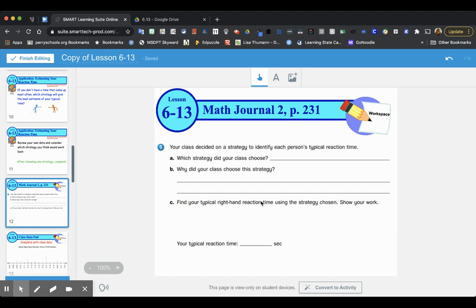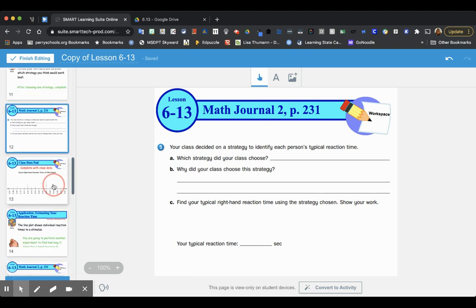Find your typical right-hand reaction time using that strategy that you chose. Show your work on this page and tell us what was your typical reaction time? What was your average reaction time?